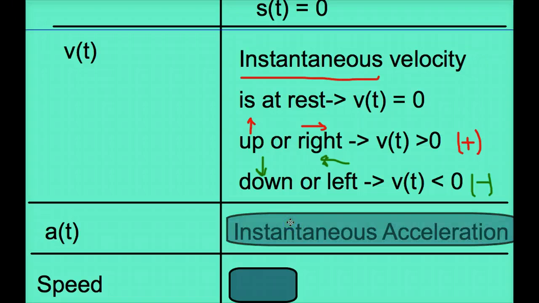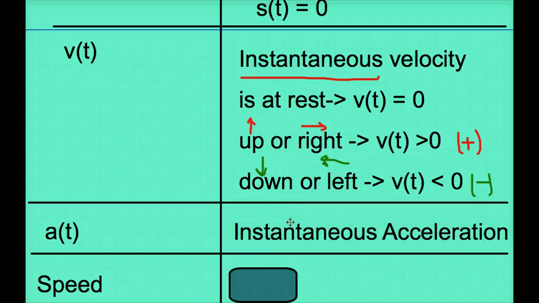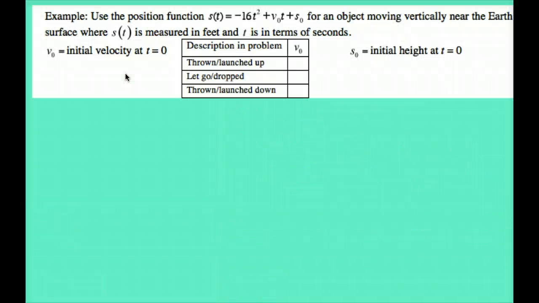Anytime you see the word instantaneous acceleration, or just acceleration by itself, you're going to use the a of t equation. And anytime you want the speed, I'm going to take the absolute value of the velocity that I found. Okay, so let's take a look at a few more general things, and then we'll start solving these problems. So this says, use the position function s of t equals negative 16t squared plus v naught, this is pronounced v naught right here, t, plus s naught for an object moving vertically near the Earth's surface.